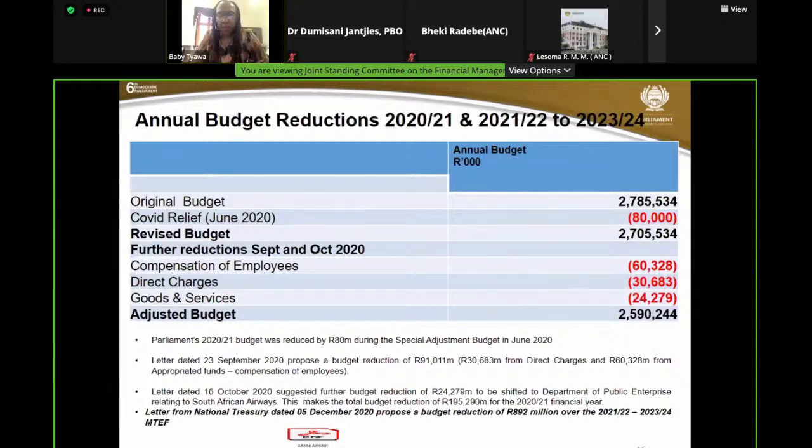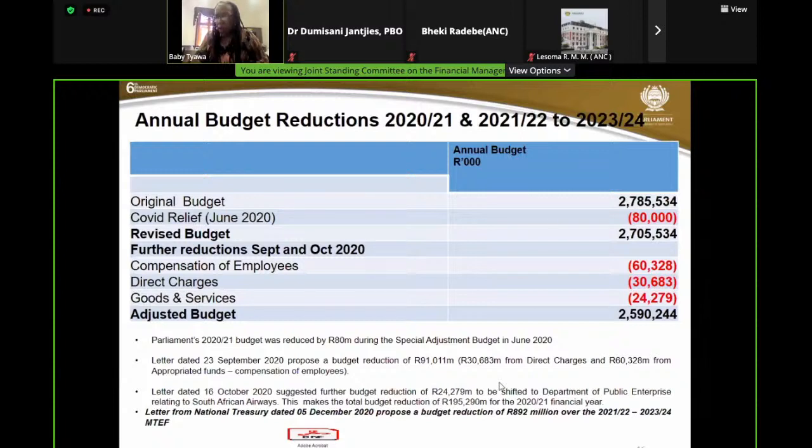The next two slides, honorable members, indicate a massive emerging risk. I say so because much as we've been looking at the risks around our strategic plan, this is an emerging risk because our strategic plan was informed by a particular budget, and that strategy was adopted in both the houses. From June last year, we've had continuous reductions because of the strain on the fiscus and, of course, the extreme impact of COVID on us.